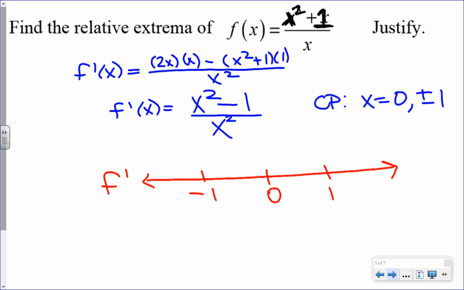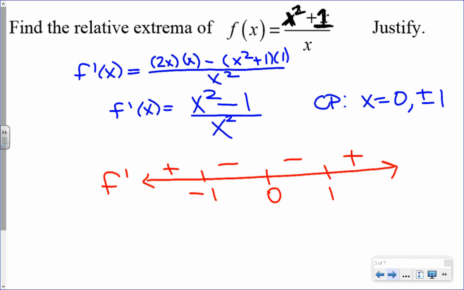Let's work with the outsides first, because those are the easy numbers to plug in, right? If we plug in 2, because that's to the right of 1, 2 squared minus 1 over 2 squared, is that positive or negative? Positive, all right? -2, -2 squared minus 1 over -2 squared. Also positive, we have some symmetry going on here. All right, 1/2. 1/2 squared minus 1, negative, over 1 squared will give us a negative fraction. -1/2. Same thing's going to happen.